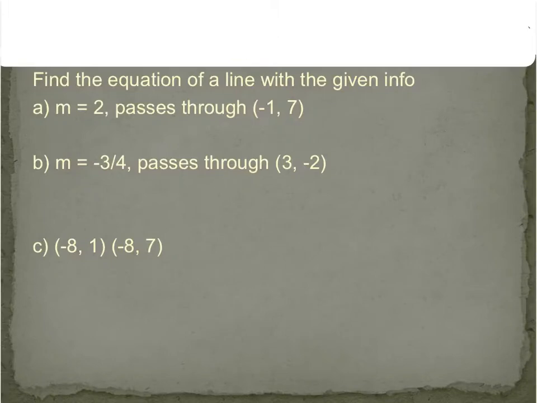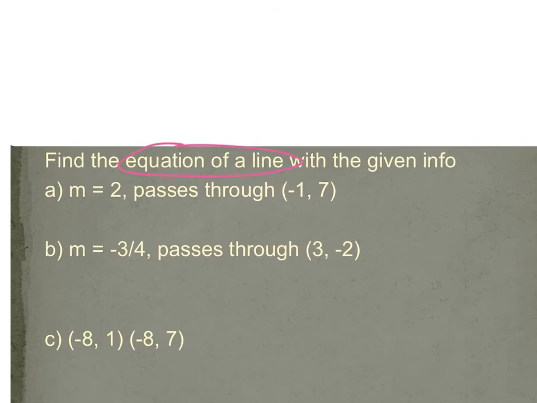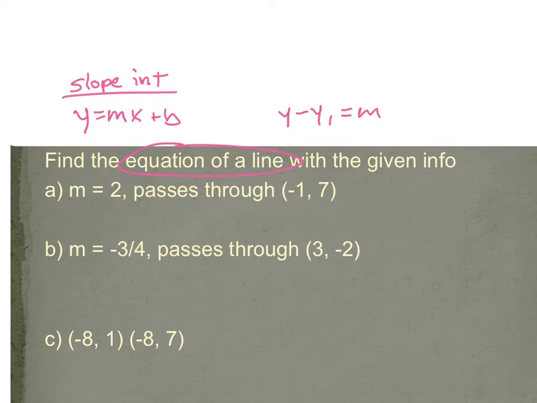All right, so our first example says find the equation of a line with the given info. So our equation of the line, we have 2 different types of equations of the line that we typically use. So we have our slope-intercept form, which is y is equal to mx plus b. So this is slope-intercept. And then we also have our point slope form, which is y minus y1 is equal to m times x minus x1. So this is point slope.